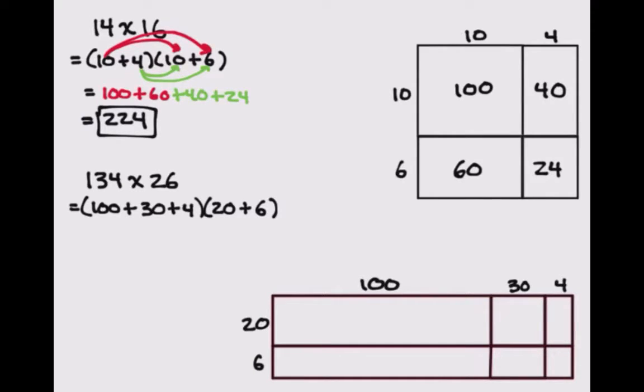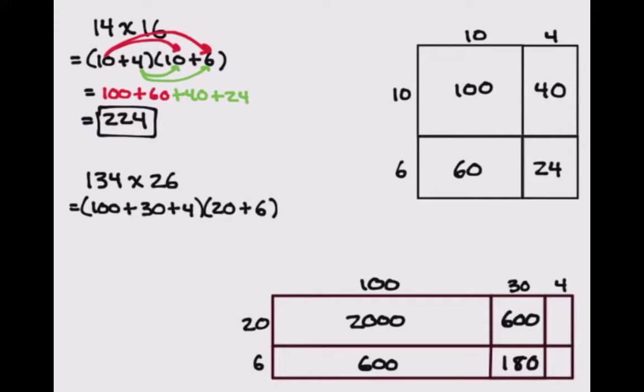So looking at the rectangle again, it appears that we have 6 smaller rectangles, and if we were to sum up their areas, we would get the total area, or 134 times 26. So let's go ahead and do that. First, we have a 100 by 20 rectangle, whose area is 2,000. Then we have a 100 by 6 rectangle, whose area is 600. Then we have a 30 by 20 rectangle, whose area is coincidentally also 600. And then we have a 30 by 6 rectangle whose area is 180.